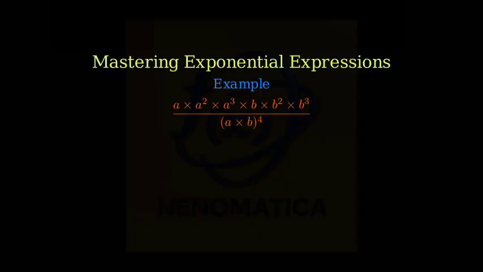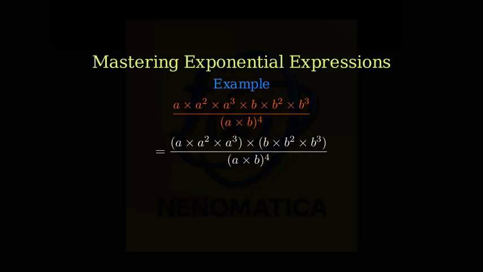Step 1. Let's begin by grouping like terms in the numerator. We can rearrange the numerator to group all a terms together and all b terms together. So we get open parenthesis, a times a squared times a cubed close parenthesis times open parenthesis, b squared times b cubed close parenthesis, all over open parenthesis, a times b close parenthesis to the fourth power.